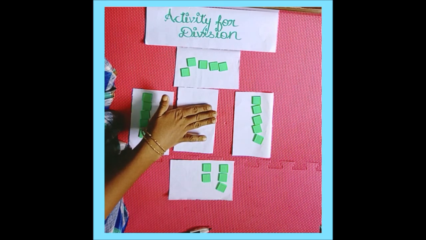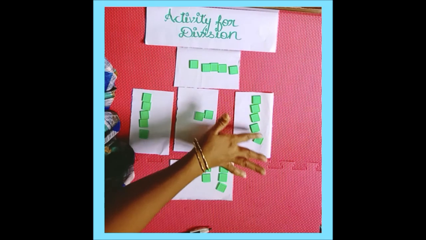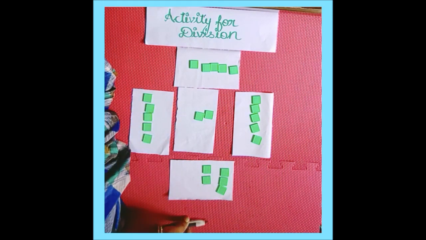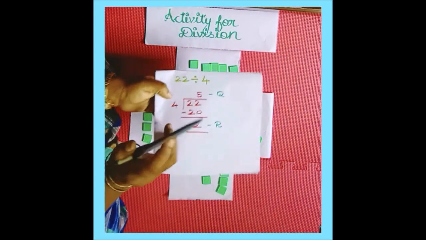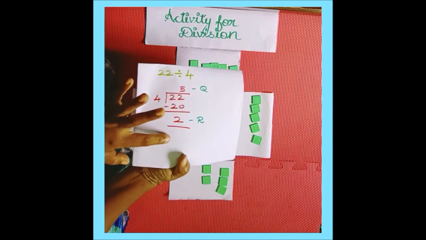Let us check our quotient. 1, 2, 3, 4, 5 in each part. So what is our quotient? Our quotient is 5. What is our remainder? Our remainder is 2. Thus our answer is correct.